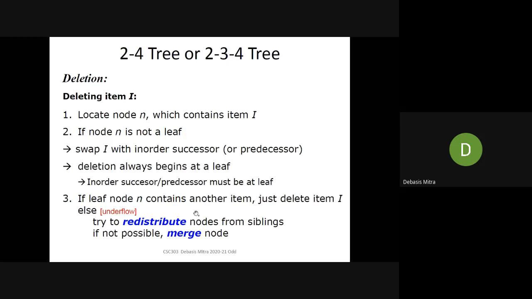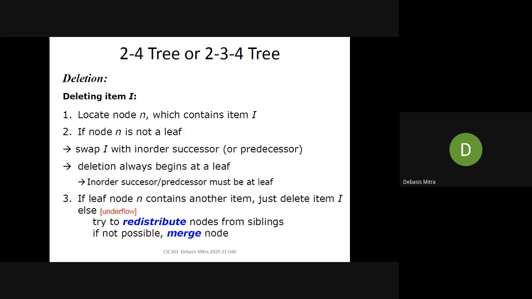First we'll try redistribution, if it is possible. Now, what does redistribution mean? I'll explain with a figure later, but for the time being, just try to visualize. You are deleting one element from a particular node, the delete node obviously, which gets underflowed. That means after the deletion, it is now having less than the minimum number of elements that should be there.